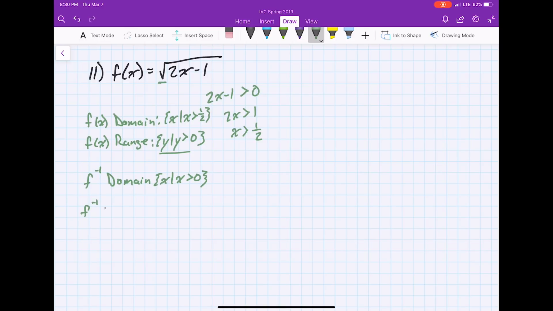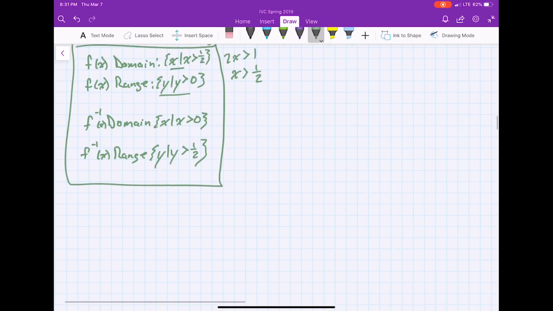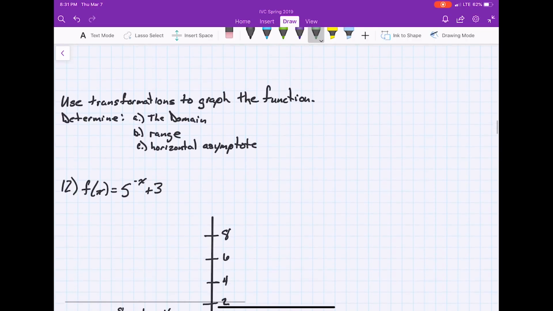And the inverse function range, I guess I should put my x's in here. So there we go. This is x. So inverse function of x's range will be the domain of the original one, except for subbing in y's. So y such that y is greater than 1/2. And that is the answer for that question. And moving on to number 12.